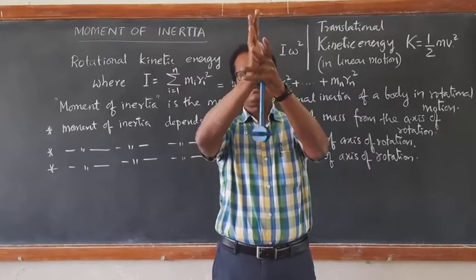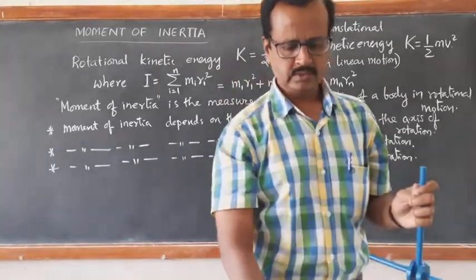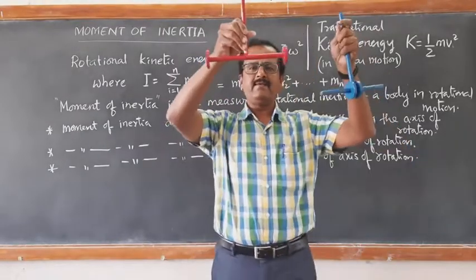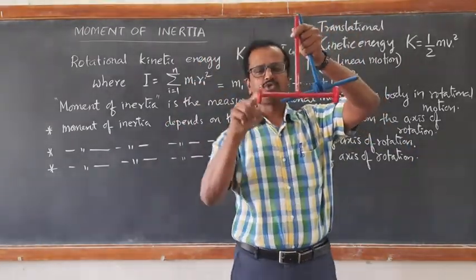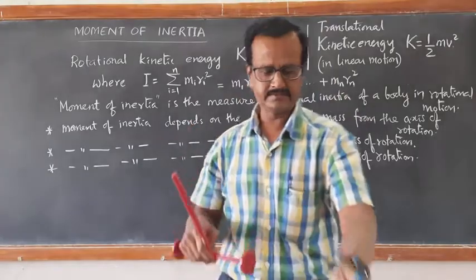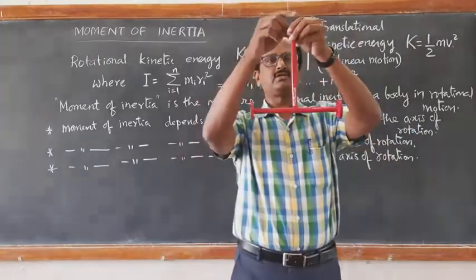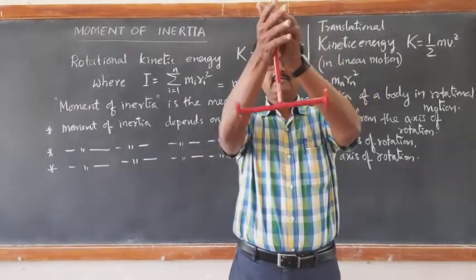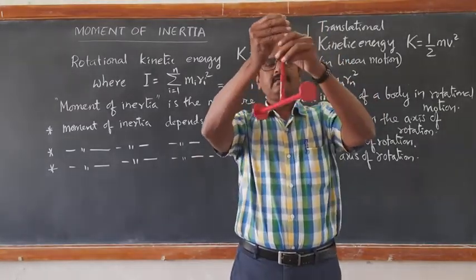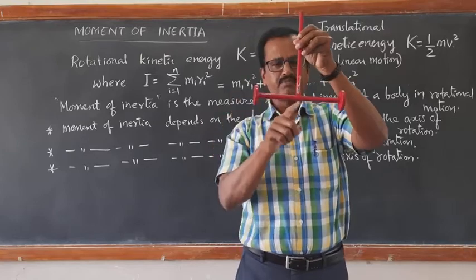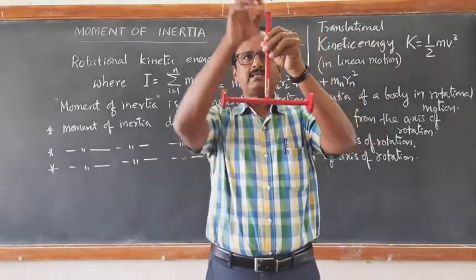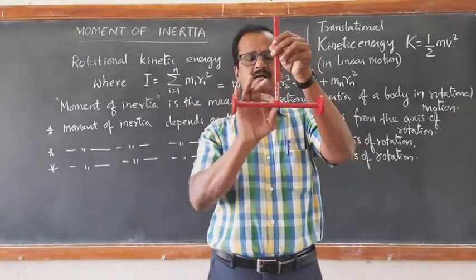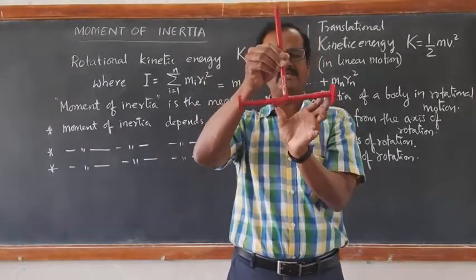Now what is the difference? If you look at these two, one has the masses distributed away from the axis of rotation. The axis of rotation passes through the center, perpendicular to this rod. Right? I am rotating like this. So it is perpendicular to the rod, passing through this central axis. Now the masses are away from the axis of rotation. You see the distance here.